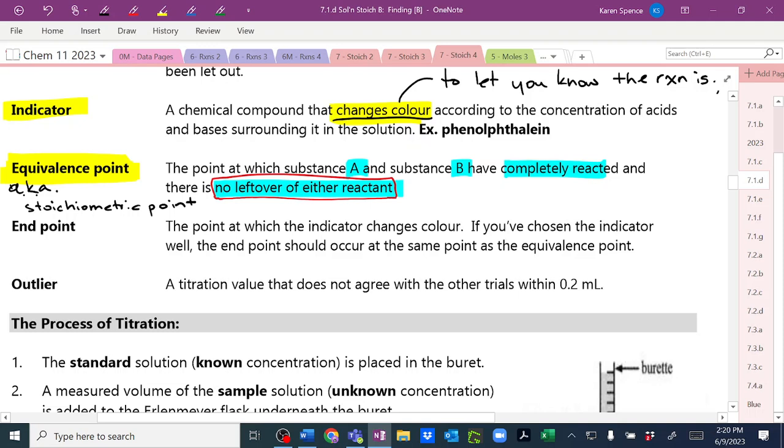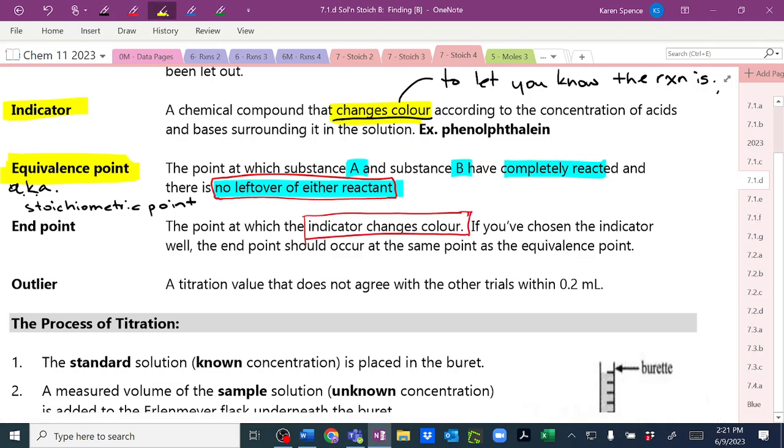The end point is the point where the indicator changes color. Now, you may think, well, the end point should be the equivalence point, right? Like I should see that color change when the reaction is perfectly complete. And if you choose your indicator well, which in grade 12 you'll get to do, your endpoint should happen at the same volume as the equivalence point. It should happen at the same time, okay? But the endpoint is specifically when the indicator changes color.